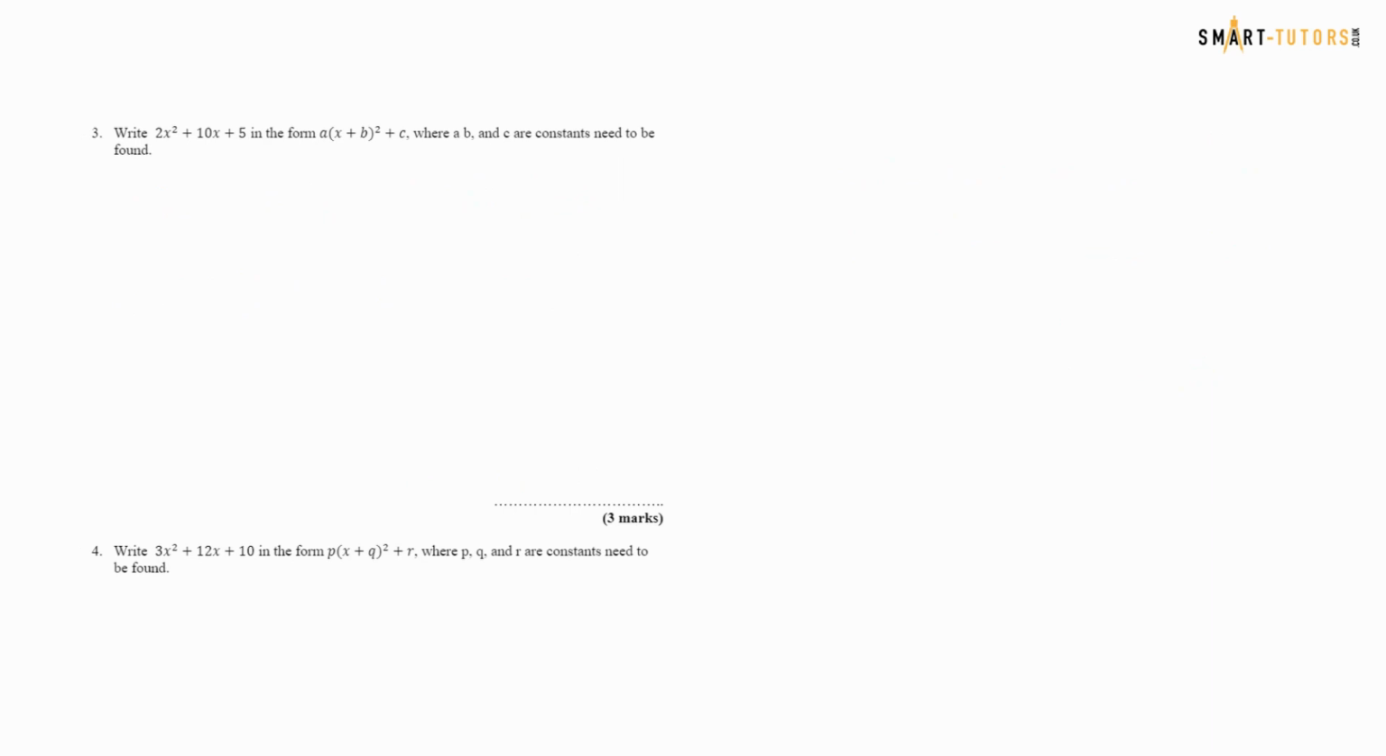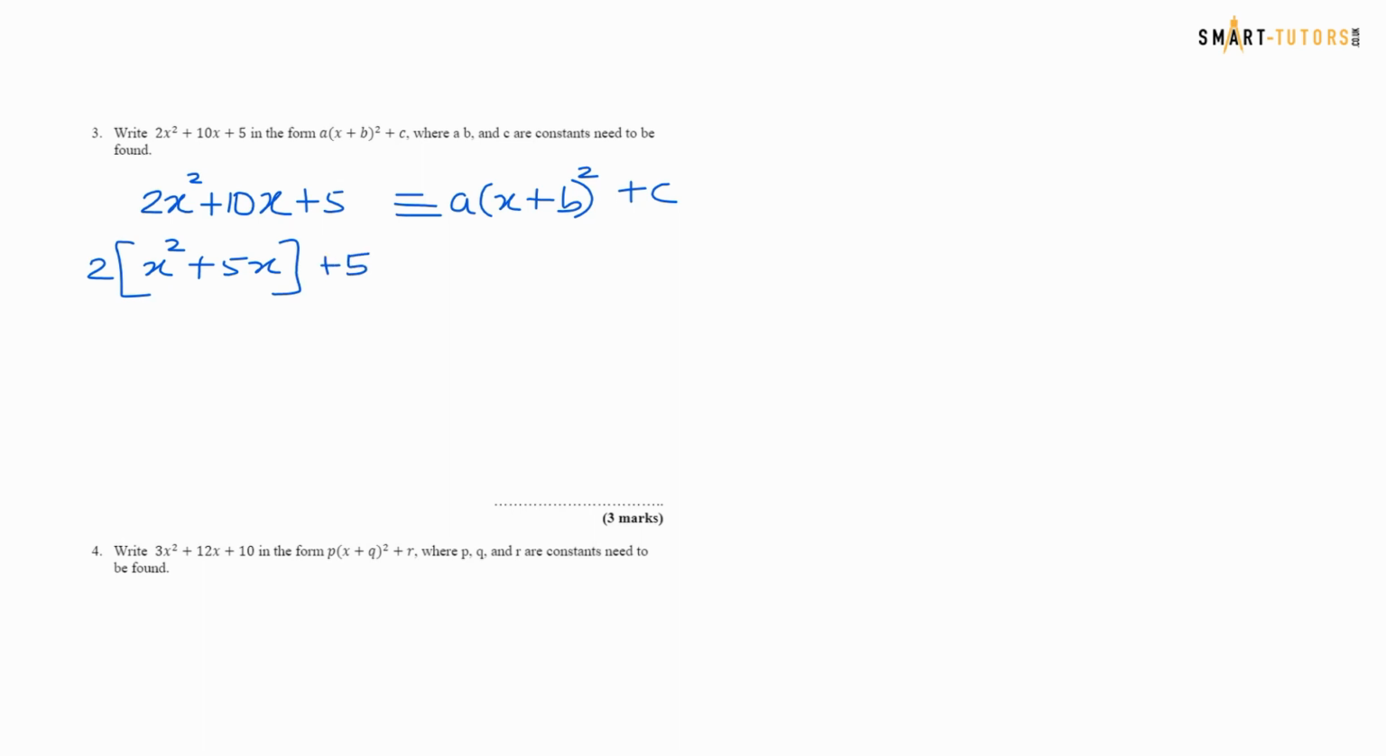Question number 3. 2x squared plus 10x plus 5 in the format of a(x plus b) whole thing squared plus c. This question is a little bit different from the first two questions. Let me write the quadratic expression, plus 5. They ask you to convert into a(x plus b) whole thing squared plus c. First of all, I'm going to take the 2 out of the expression, so it's going to be x squared plus 5x. I'm not going to take the 2 from the last number. I'm writing the last number as it is.